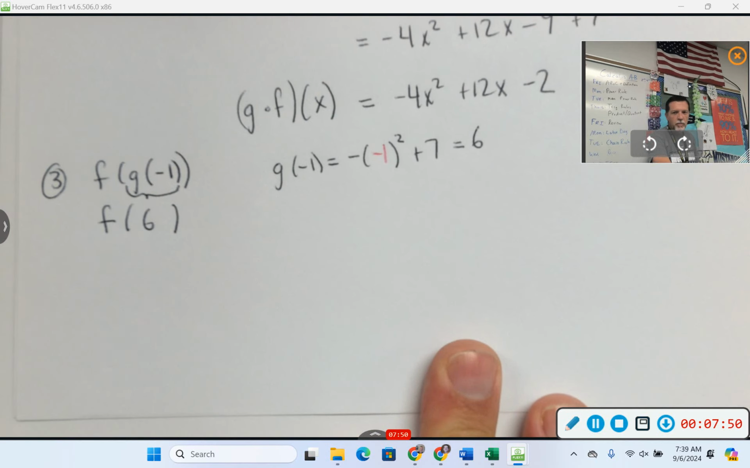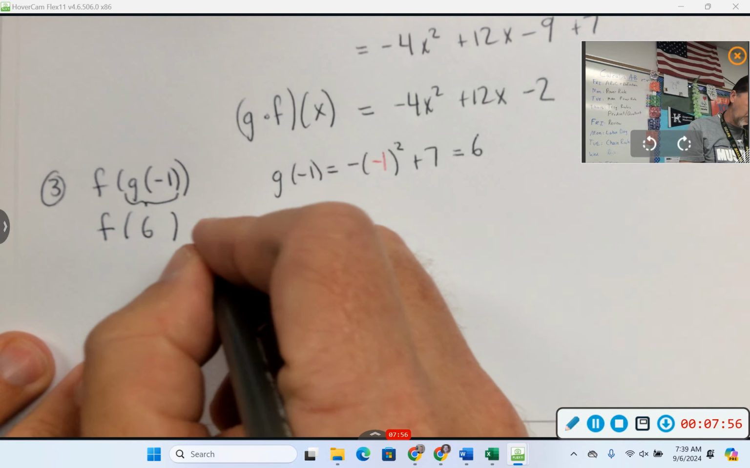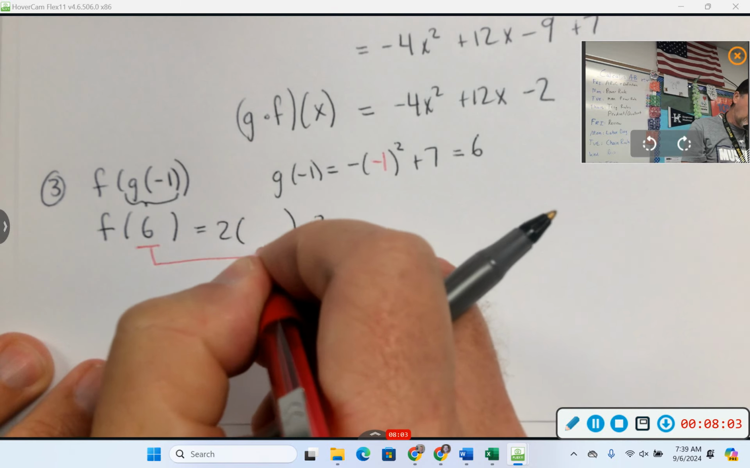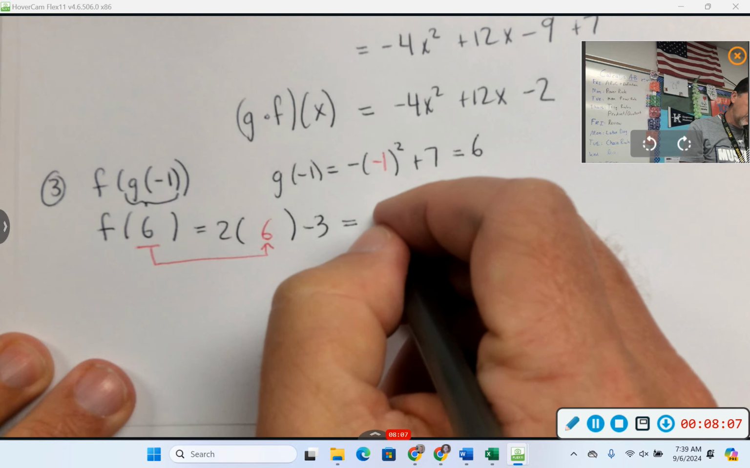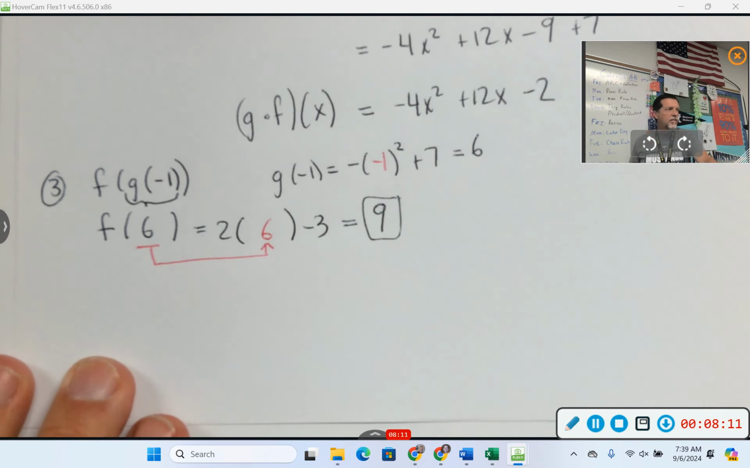So now we'll input the 6 into the f equation. So yeah, 12 minus 3 is 9. f of g of negative 1.